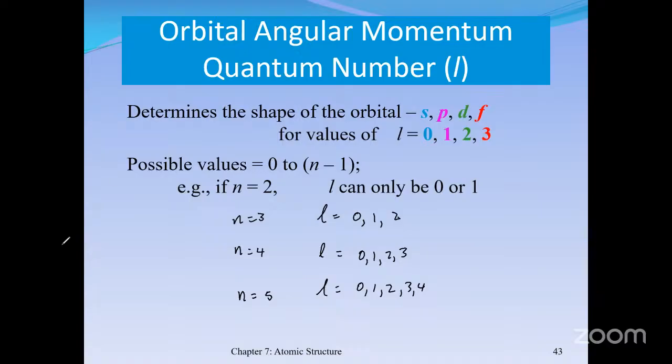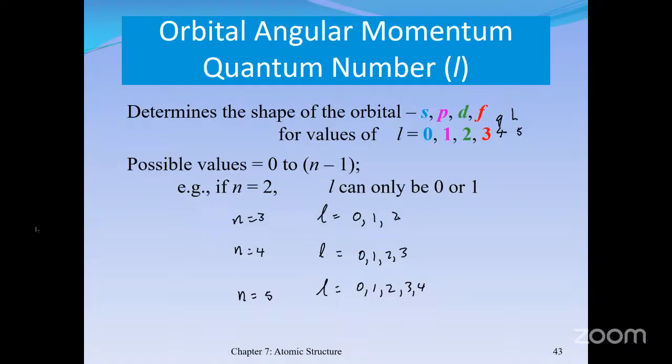Okay, another thing I should mention is that there's some letter designations associated with the L values. If L is equal to 0, we say that these orbitals are s orbitals. If L is equal to 1, then that is associated with what we call p orbitals. If L is equal to 2, then those are d orbitals. If L is equal to 3, f orbitals. And then after that, it goes alphabetically. So if L is equal to 4, then g. If L is equal to 5, then h, and so on, right? So those are the letters designated to the L values of the different orbitals.